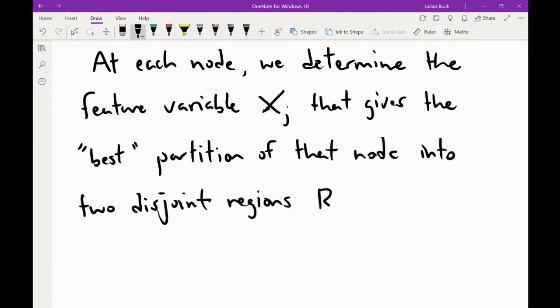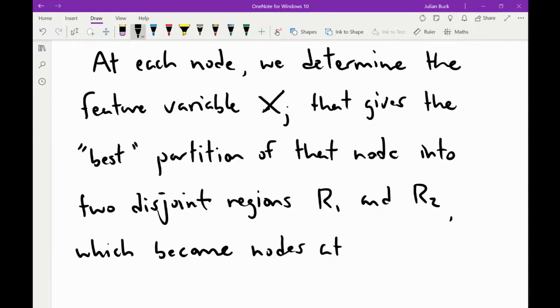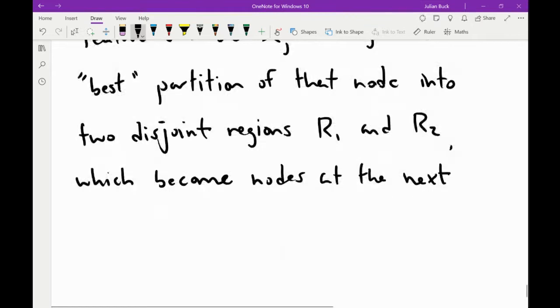Call them R1 and R2. It'll be helpful to have some notation around here in a minute. So we split into these two regions, R1 and R2, which will become nodes at the next level down. So in other words, we have a branch from the node we're at to each of R1 and R2.